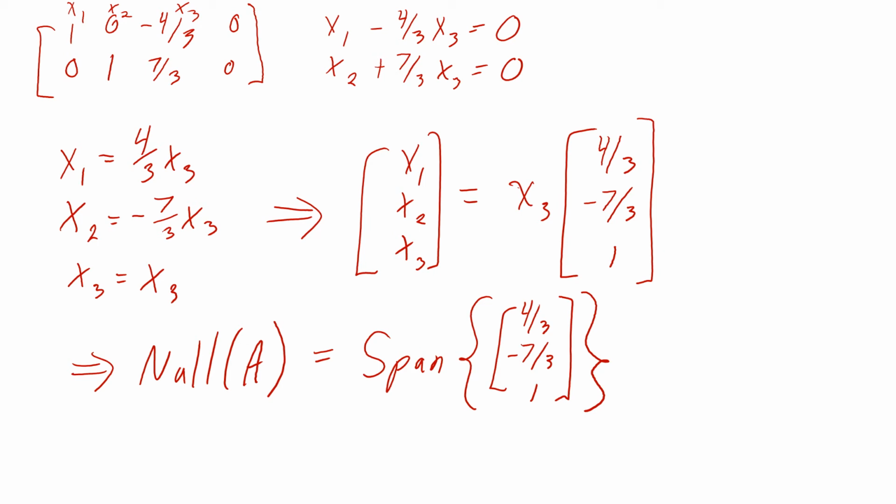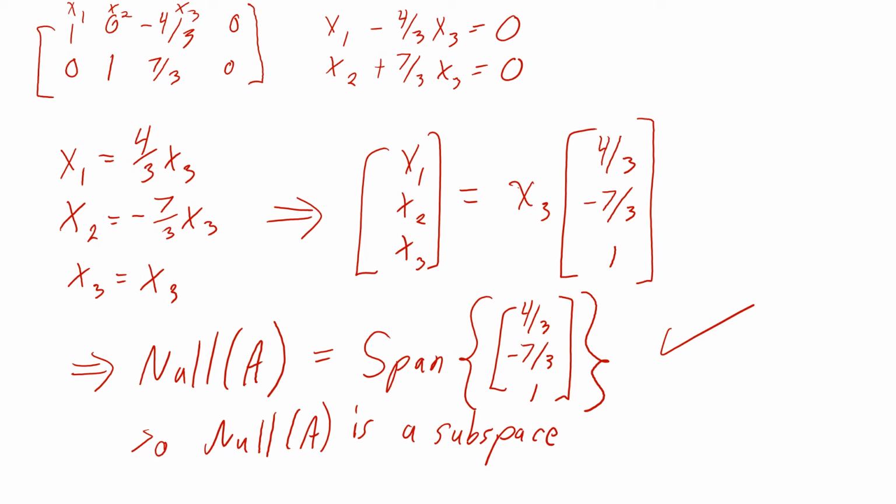Well, we already saw the span of a vector, we saw an example with the span of 2 vectors. It works the same way. The span of a single vector is a subspace. So the null space of A is a subspace.